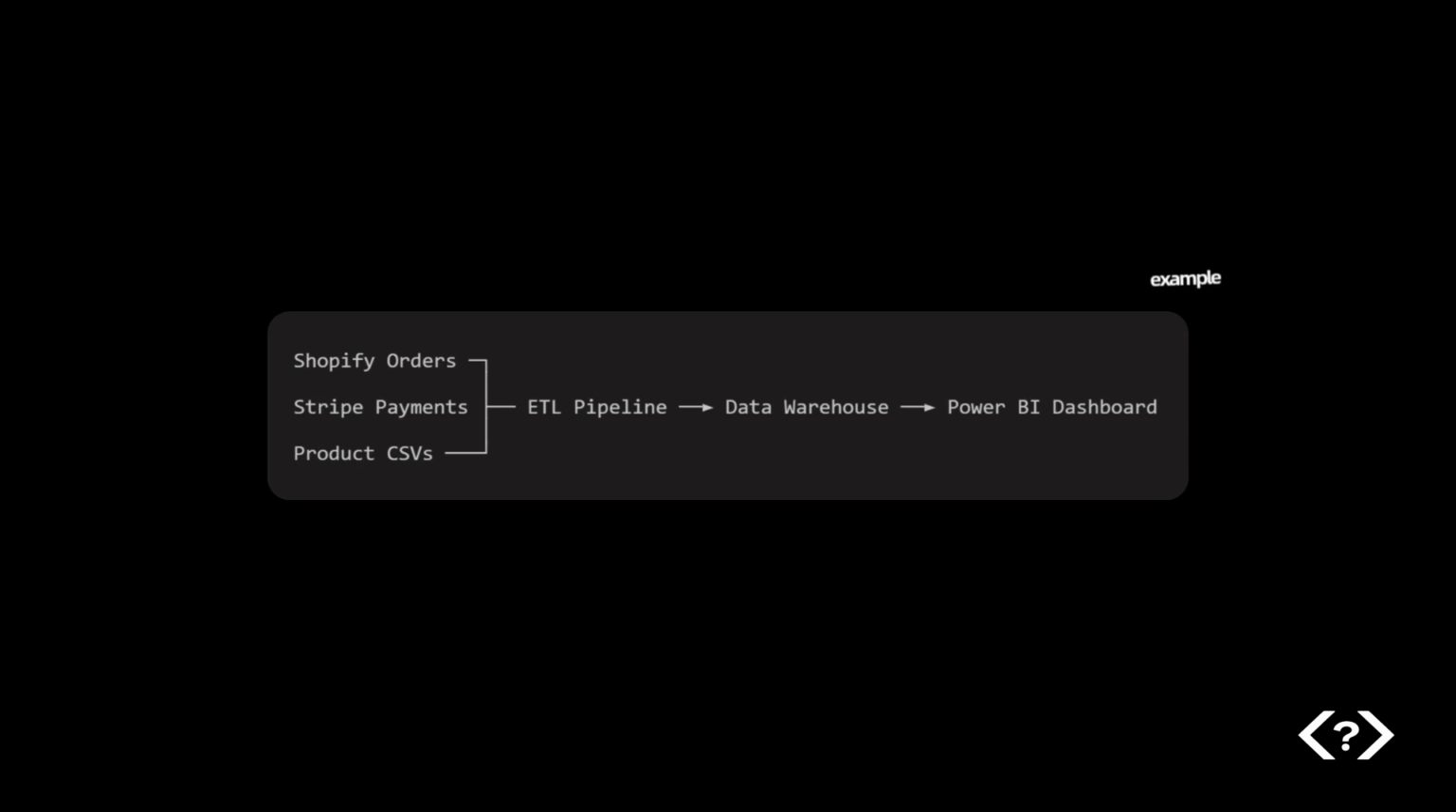Now let's expand on that simple ETL diagram and actually apply a real life example. So here we have various data sources. You have the Shopify orders, Stripe payments, and also product CSV files. Then we process that through the ETL pipeline. And once that's done, then we can finally load that into a data warehouse. Once it's in the data warehouse, then we can use that to drive and power analytics and reporting like Power BI dashboards.